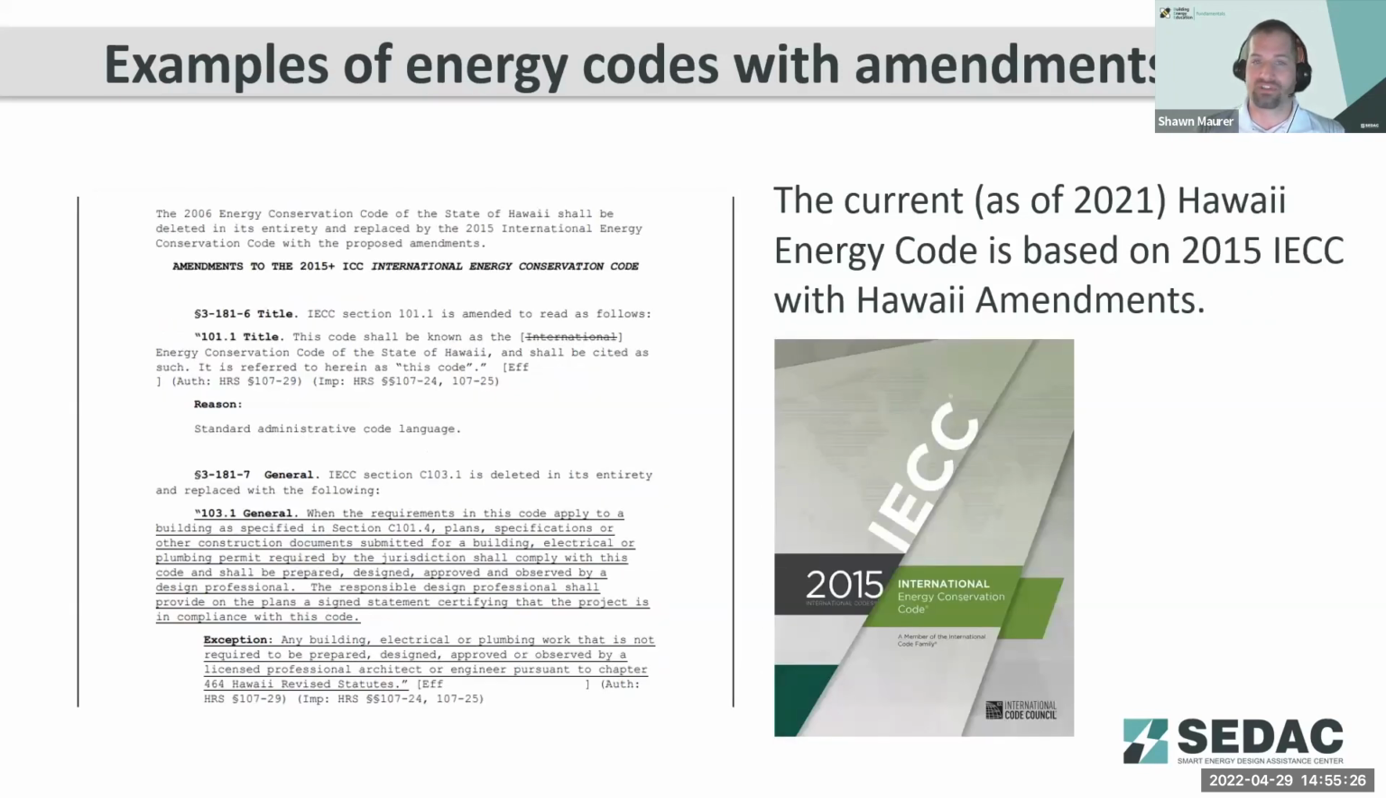Just another example of energy code amendments, here we're looking at Hawaii. They are currently on the 2021 for state facilities, but for the private sector, it's being adopted on the county level and is kind of in the process of doing that. So not all counties have adopted yet, but they're in the process of moving to the 2021 IECC.